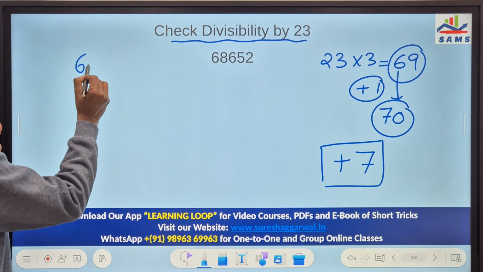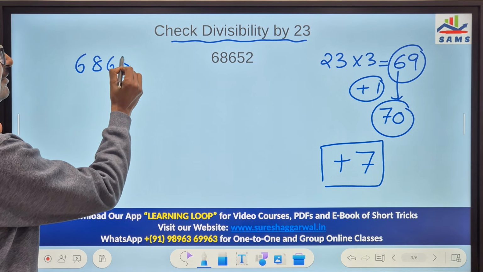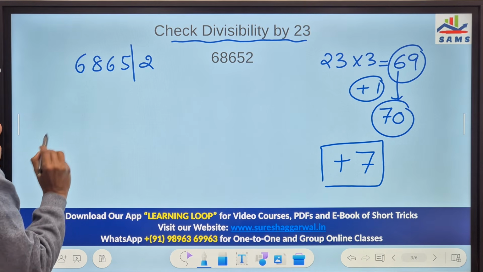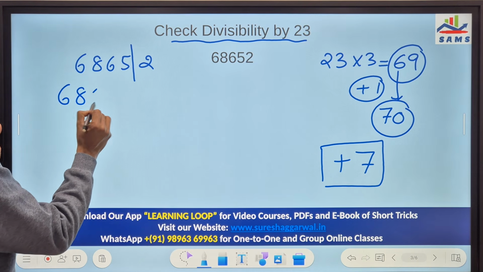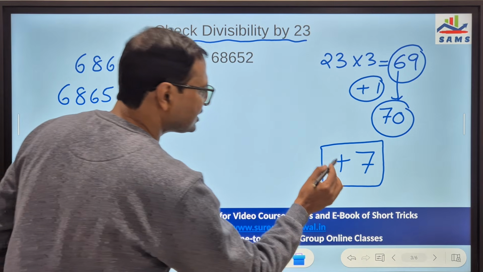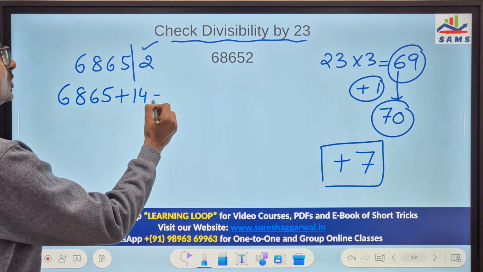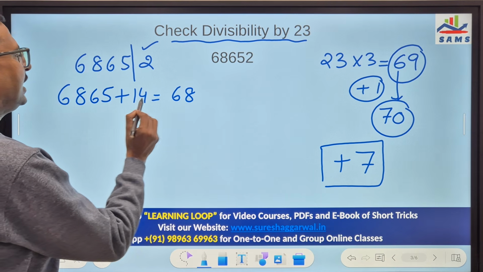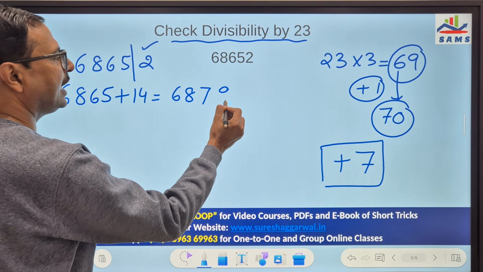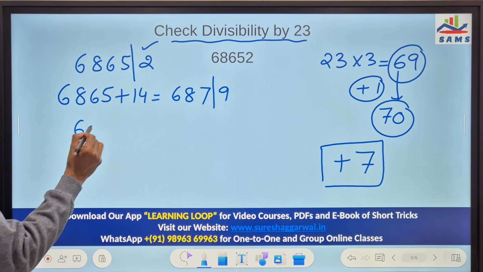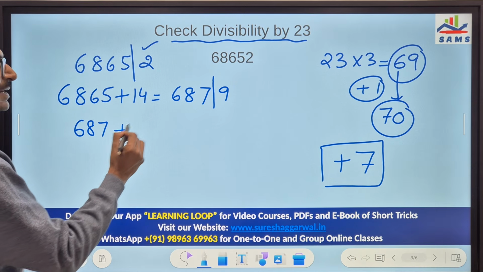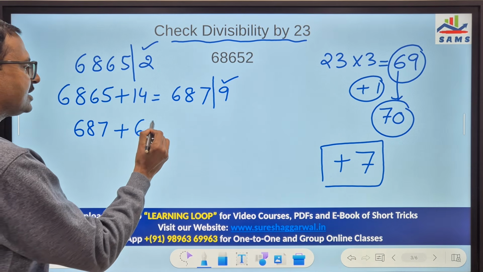So what do I do with plus 7? This number 68652, separate out the last digit, write the remaining number 6865, and because the oscillator is plus 7, I will do plus 7 times this 2, 14. So this becomes 6879. Again separate out the last digit, 687 plus 7 nines are 63.